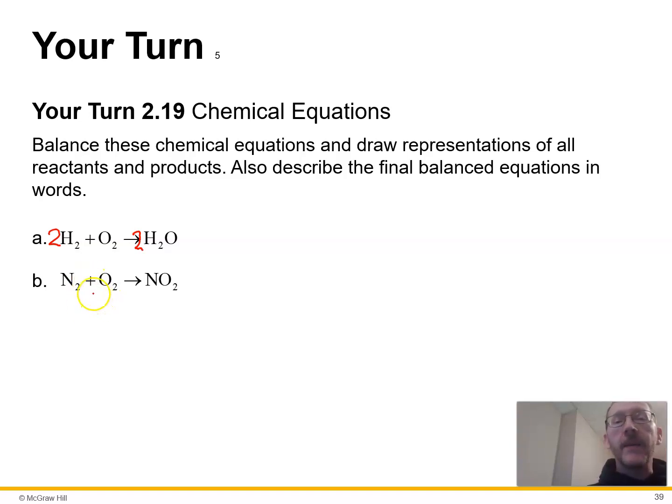And then same kind of deal with nitrogen. Here I have NO2. Well, I only have 1 N, whereas here I have 2. So I need to put a 2 out in the front of that. That gives me the nitrogens being balanced. But now I have 4 oxygen atoms over here. So now I need to put a 2 out in the front of here so that I can have 4 oxygen atoms on the left side.